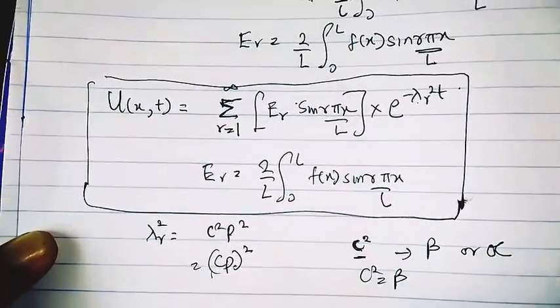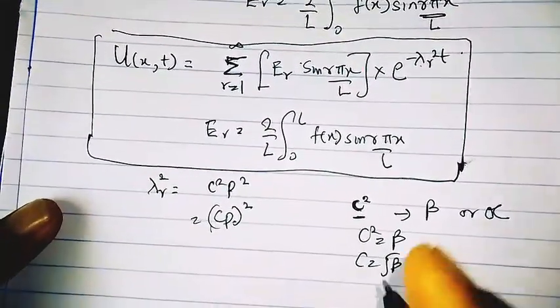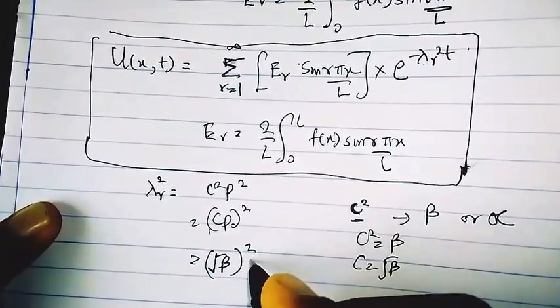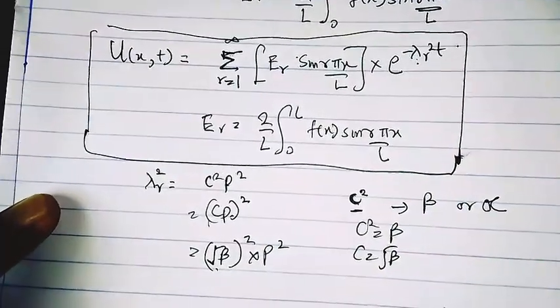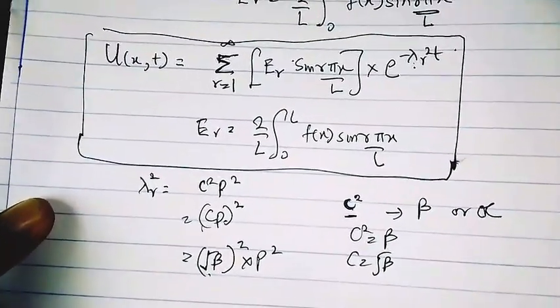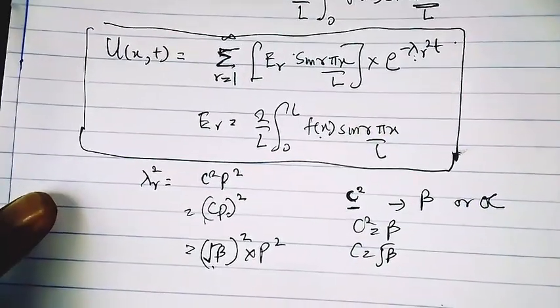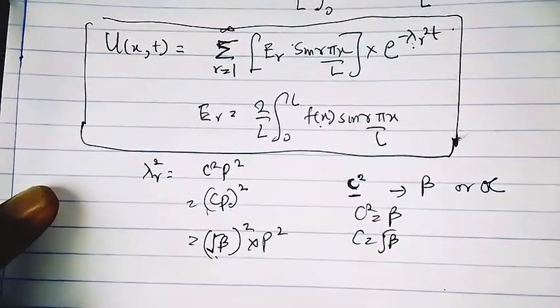So if c squared is equal to beta, then c is equal to the square root of beta. Just substitute here, so this is the square root of beta, squared, times p squared. Then you can substitute back and you get your final solution. You can be given f(x) in a typical question. This is typically how you solve a heat equation.